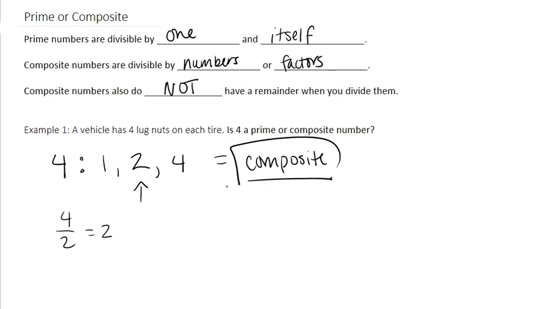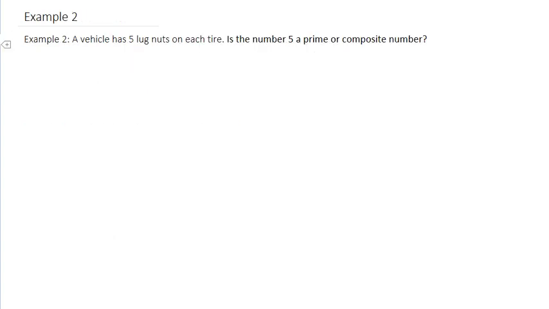So let's look at another example. Example 2, we have a vehicle that has 5 lug nuts on each tire. Is 5 a prime or composite number? So we have 5. We know 5 can be divided by 1 and itself.